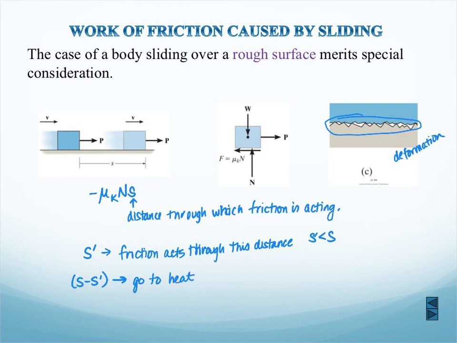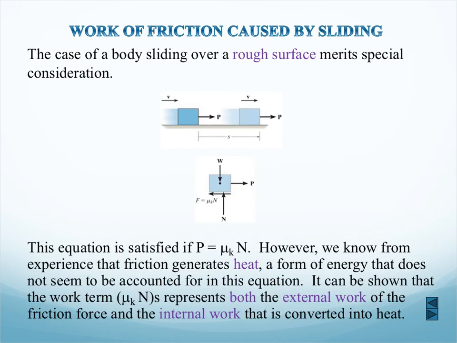So the friction does act for some distance, and so the work done by friction I could write as minus mu k normal s prime. And so altogether, the expression mu k n s actually represents the work of the friction plus the energy that's lost to heat. That's one of the things you might remember: for friction, we talk about the fact that some energy is lost to heat.